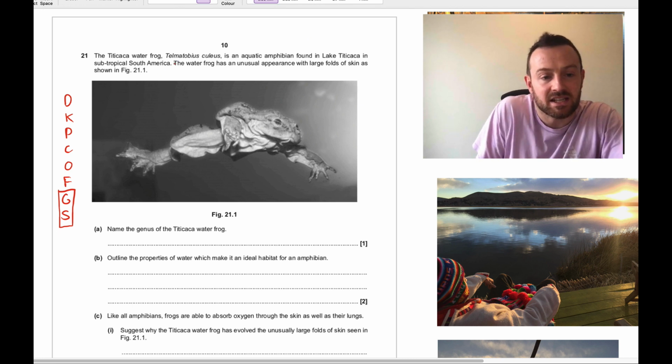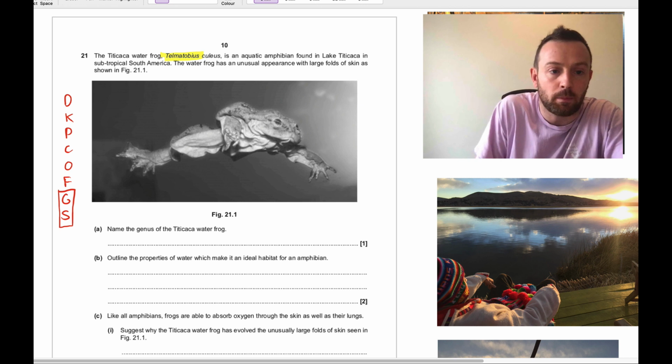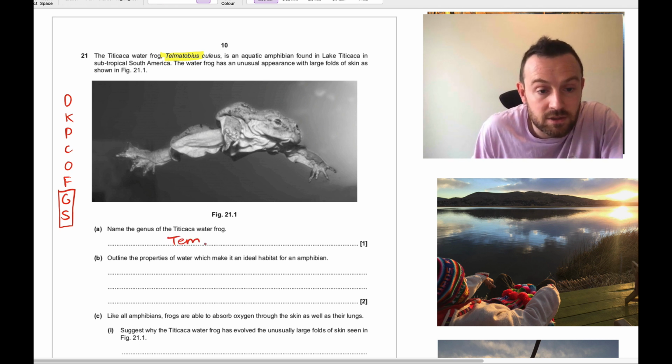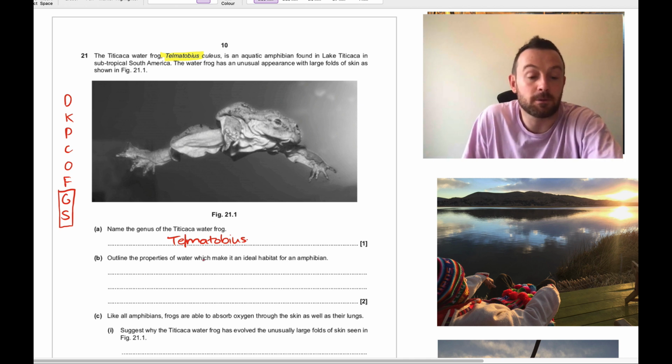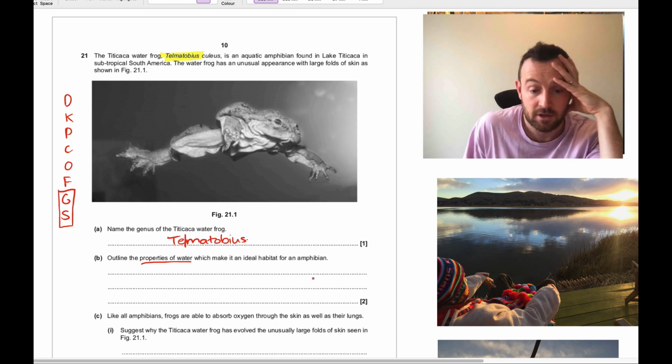So the genus is this word here, Telmatobius. And you've got to copy it correctly to get the marks, so make sure you do that. Oh, I've just messed it up, didn't I? Telmatobius. All right, outline the properties of water which make it an ideal habitat for an amphibian.